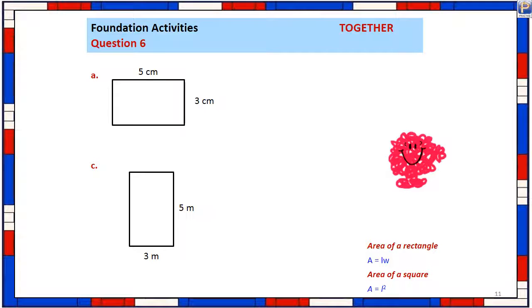Here's some more examples to try. So we'll do the same thing. We've got a rectangle, write our formula down. Length times width, 5 times 3, because they're my 2 measurements on there. 3 5s are 15. They're both in centimeters, so it would be centimeters squared.